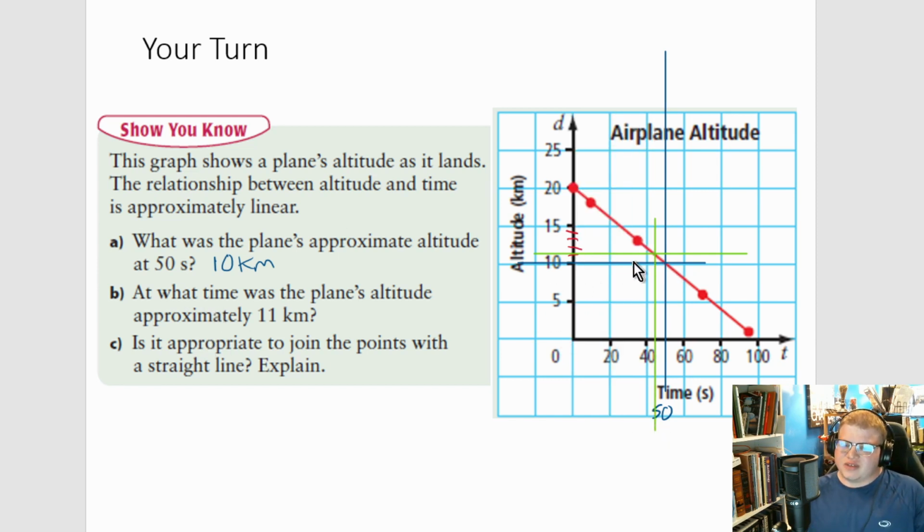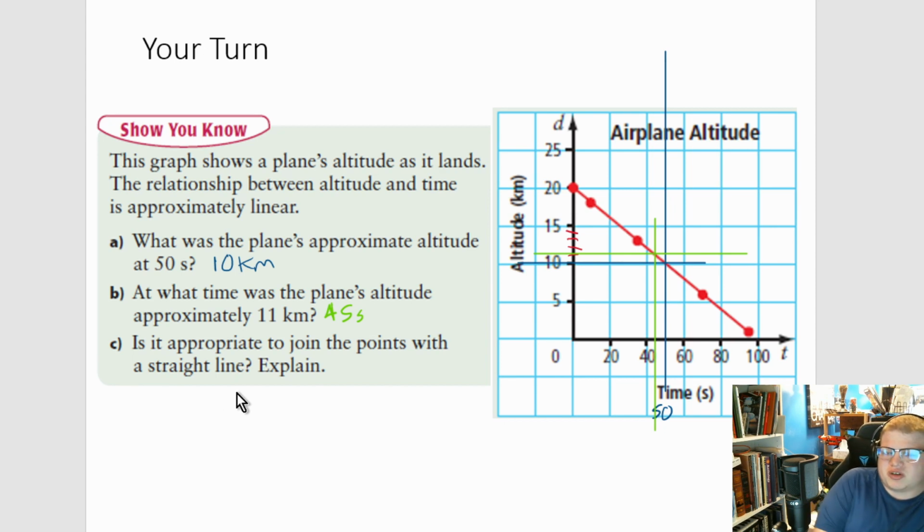So now that you have this here, you can see that you have your two lines and you just have to estimate where the value is here. So I'm just looking at this and I can see that it's about halfway between these. So between 40 and 50, it's about 45. 43, 44 would be good too, but I'm going to say 45 for mine. So at 45 seconds, it was at 11 kilometers. At 50 seconds, it was down to 10 kilometers altitude.